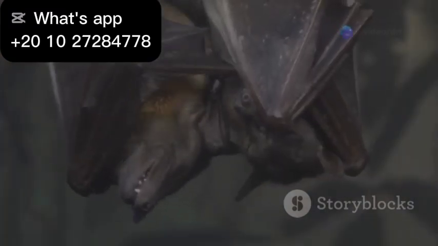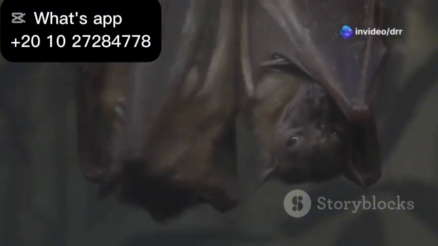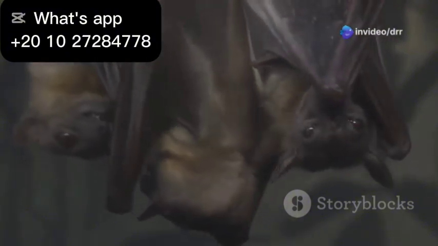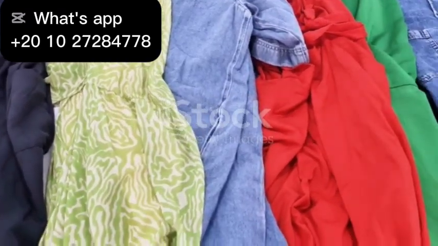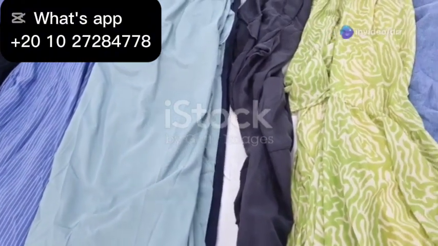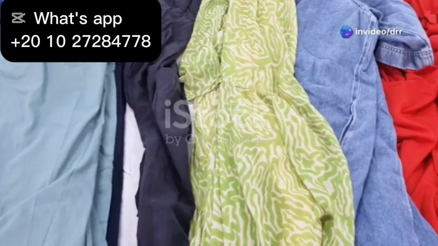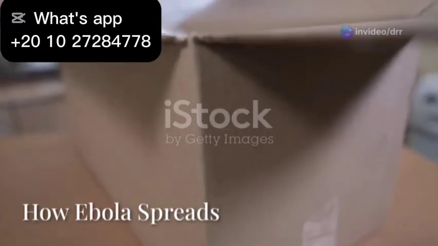The virus can spread from bats to other animals, such as monkeys or antelopes, which can then infect humans who hunt or consume these animals. Humans can get infected through direct contact with the blood, secretions, organs, or other bodily fluids of infected animals. This is why it's crucial to educate communities about the risks and promote safe practices to prevent the spread of Ebola.